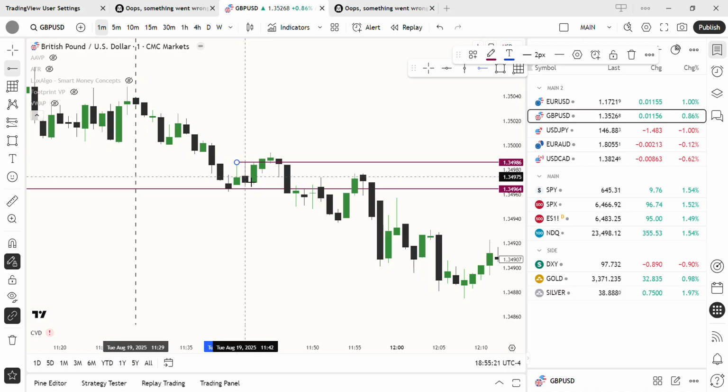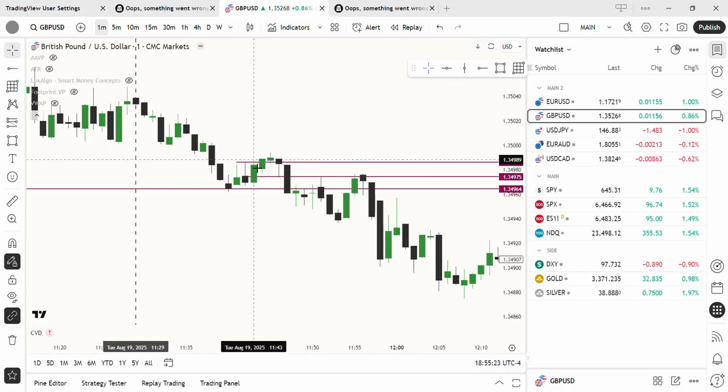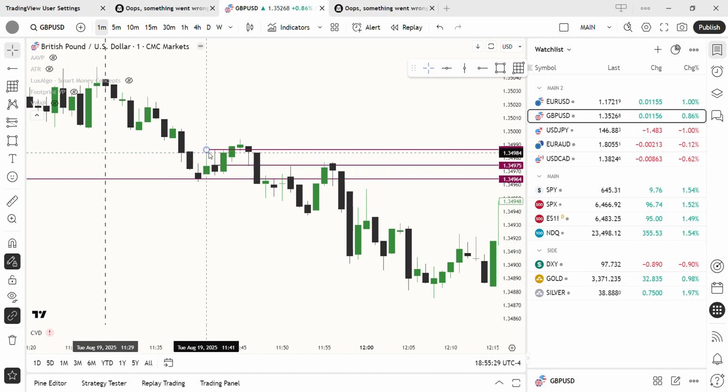Create this swing high, this order block. Price breaks structure up, touches the order block, and then just bam, breaks through. What kind of setup trade is this?